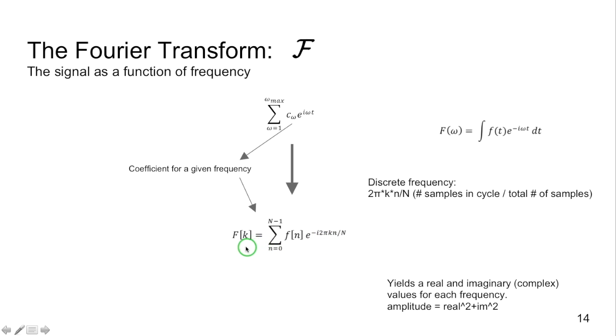And when you perform the transform, the vector that you're left with is complex, and you have both real and imaginary components. You can compute the amplitude by taking the sum of the squares, or the norm, of the real and imaginary component in the geometric interpretation.